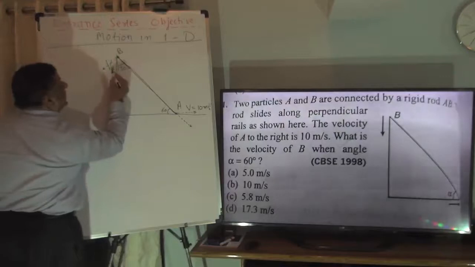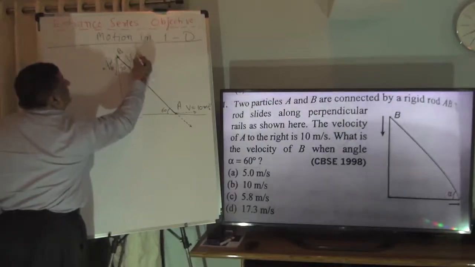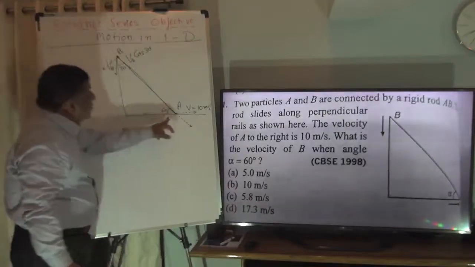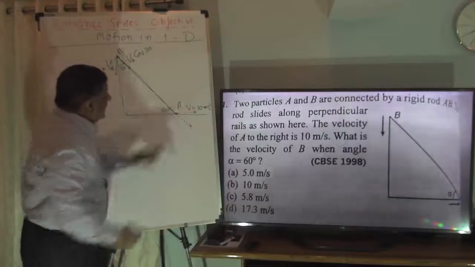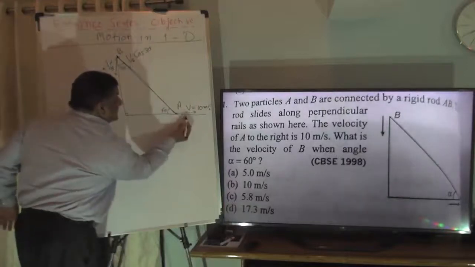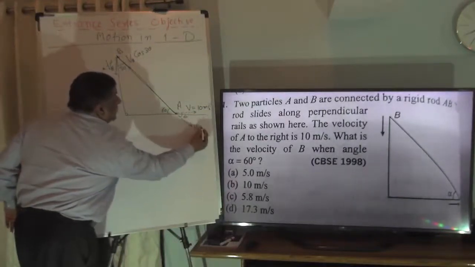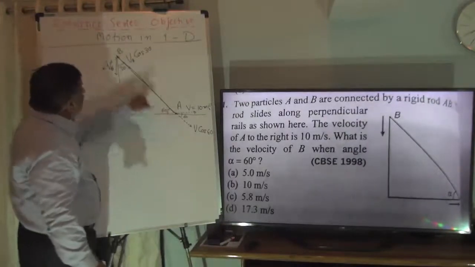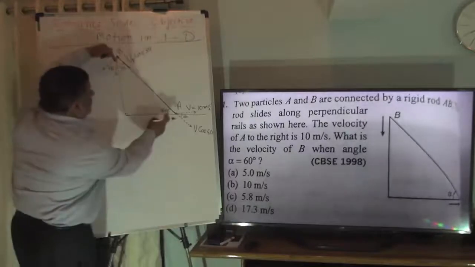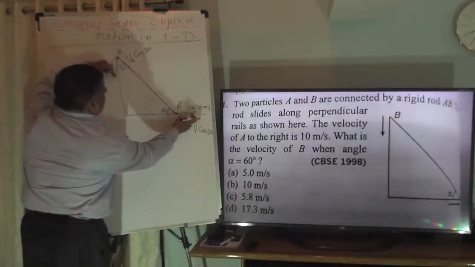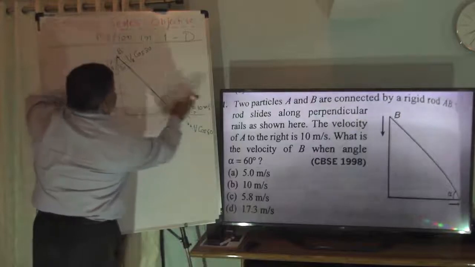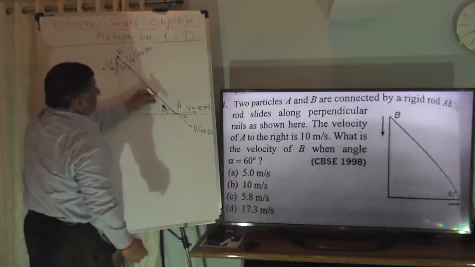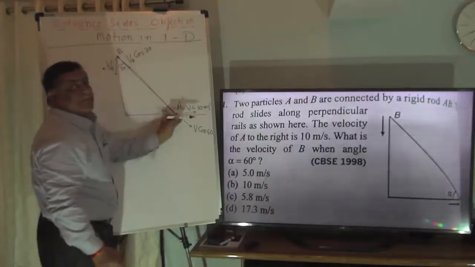How much is this component? This is velocity B into cos 30. This is sin 30. How much is this component? If this is 10, this is 60, this is 60, then this is v cos 60. Now this distance is not changing, whether it is here, or here, or here, like this it is moving. So this distance remains the same, whether it is this way or this way or this way.